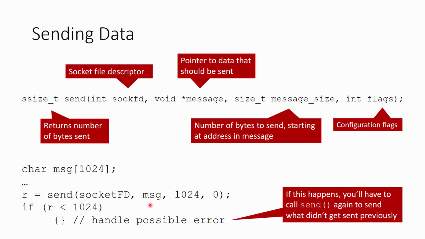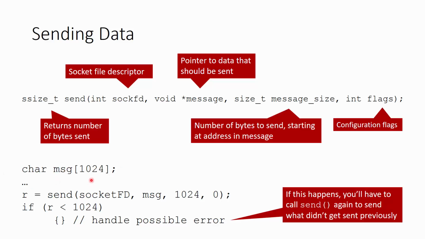Now let's go ahead and send. Once we have a connection established with the connect function call, we can send. So here is our send function. We give it the socket file descriptor that we've already created, a message that we've previously created, and the size in number of bytes that we're going to send. And then the flags is for configuration at the end. You can leave that as 0 if we're not using any. It's going to return the number of bytes that it actually successfully sends.